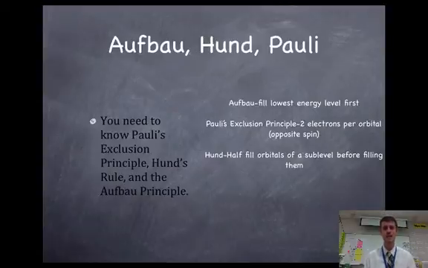One thing that you have to know for the test is the difference between Aufbau, Hund, and Pauli's exclusion principle. For Aufbau, he said that you need to fill the lowest energy level first. I'll bring it in when I'm also talking about orbital diagrams, because that's the easiest way to see it.